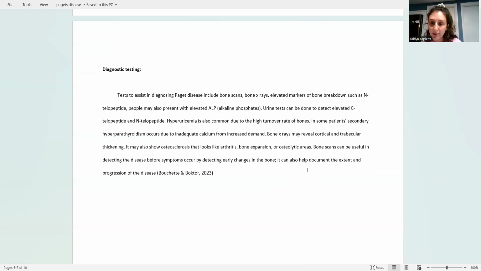Now, bone x-rays may reveal cortical and trabecular thickening. They may also show osteosclerosis that looks like arthritis, bone expansion, or osteolytic areas. Bone scans can be useful in detecting the disease before symptoms occur or detecting early changes in the bone, and can also help document the extent and progression of the disease.